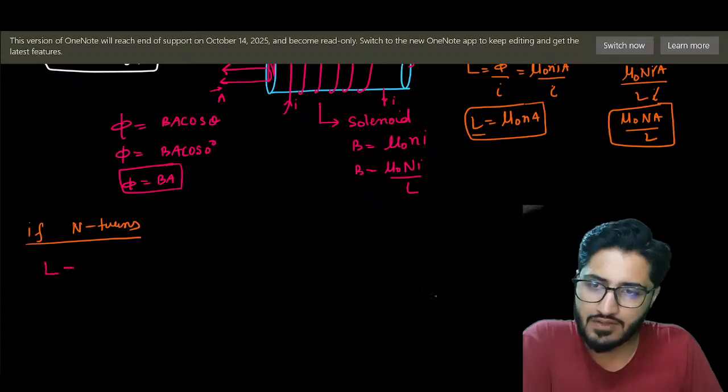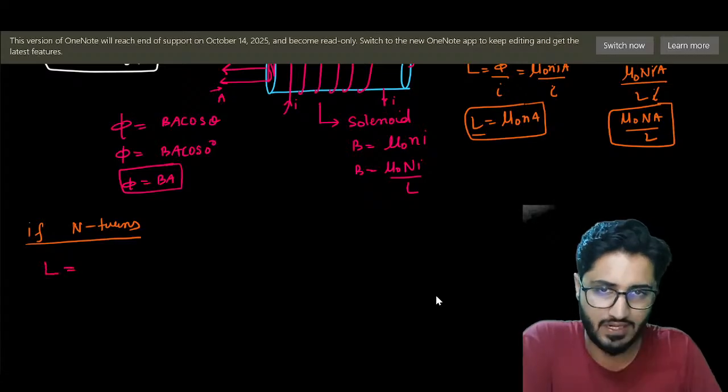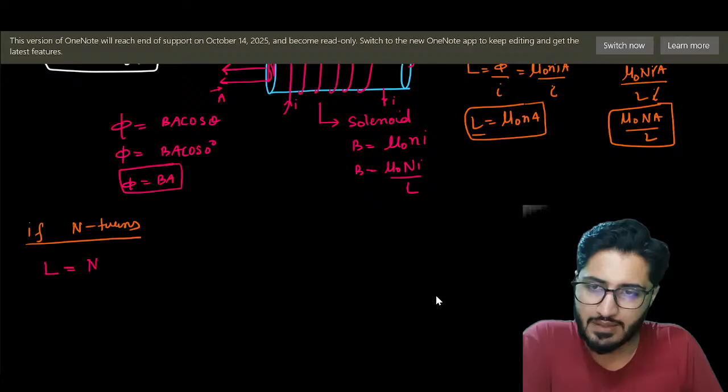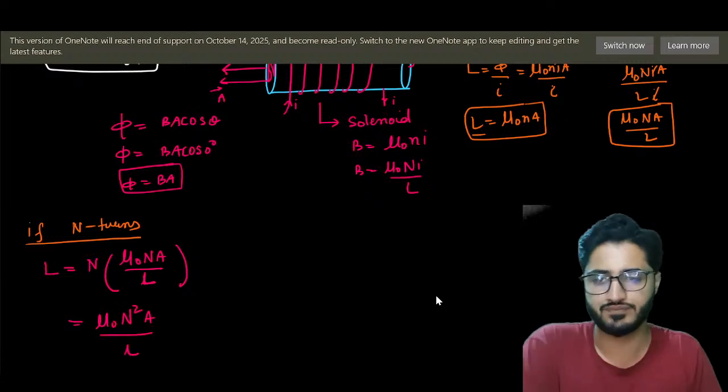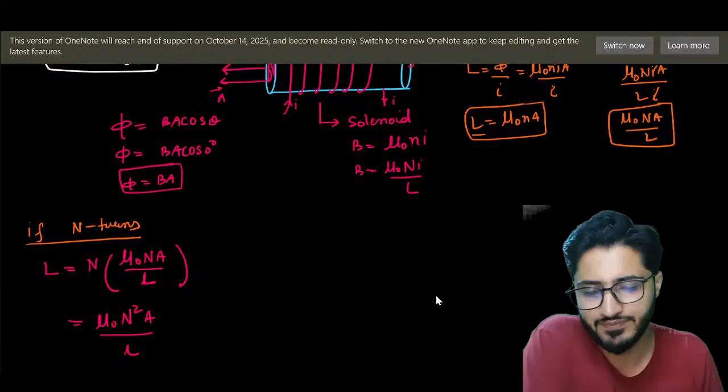I guess L equals the single one. What is the single one now? It is N multiplied by the one for one turn only. It is mu naught N A by L. So I can write it as mu naught N square A by L. I guess I can write it like this now.